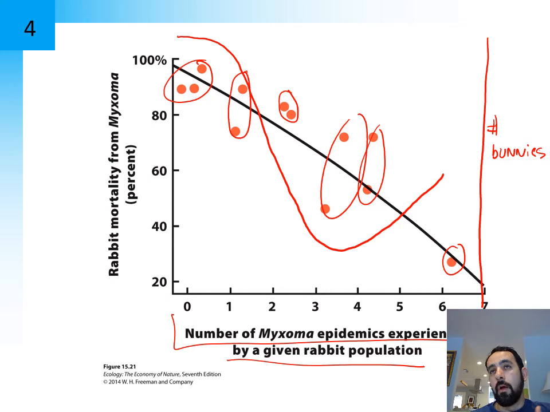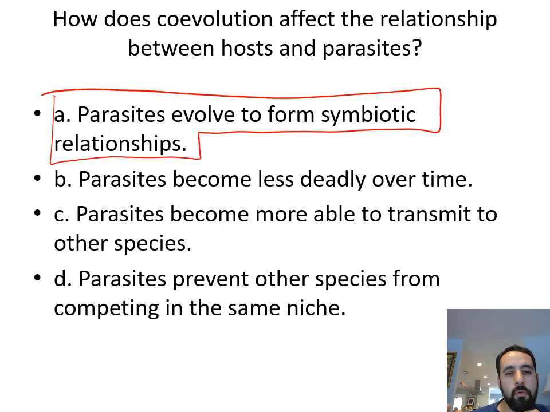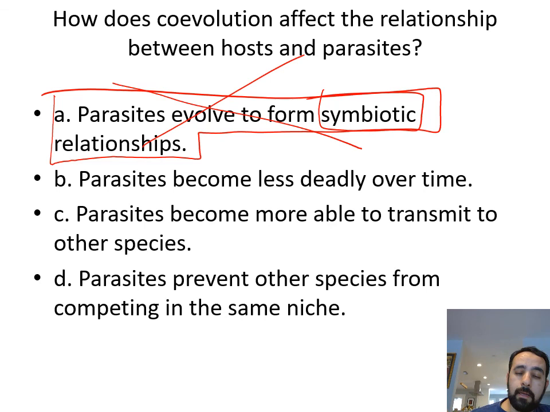So how does evolution affect the relationship between hosts and parasites? Parasites evolve to form a symbiotic relationship. It can, right? It doesn't have to, but it can. The parasites cannot evolve to form a symbiotic relationship, but they can many times. How so? You just become more and more tolerant of that, and eventually you become like a friend of the host, right? And you become a symbiotic one. But it doesn't have to be that way, right?